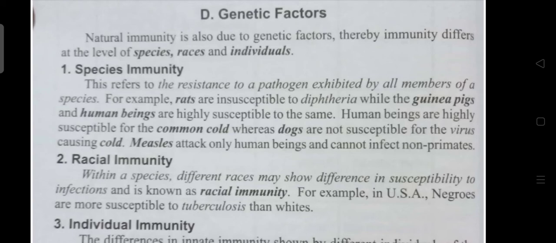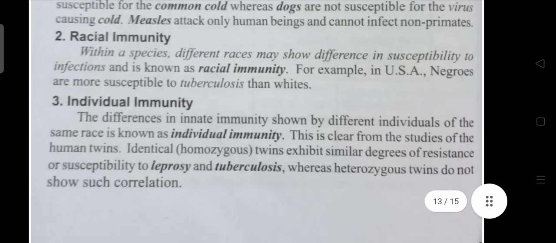Racial immunity means that within the species, different races show differences in susceptibility. In the USA, negroes are more susceptible to tuberculosis than whites. They are more susceptible to tuberculosis. So racial immunity also plays an important role in innate immunity. Then individual immunity: different individuals of the same race show individual immunity.